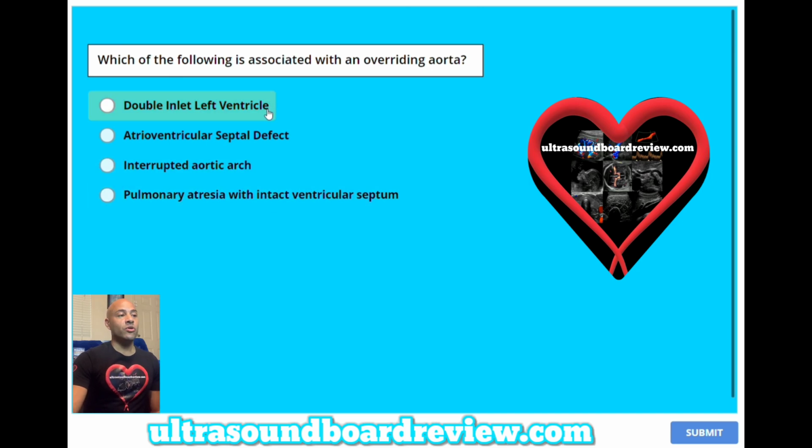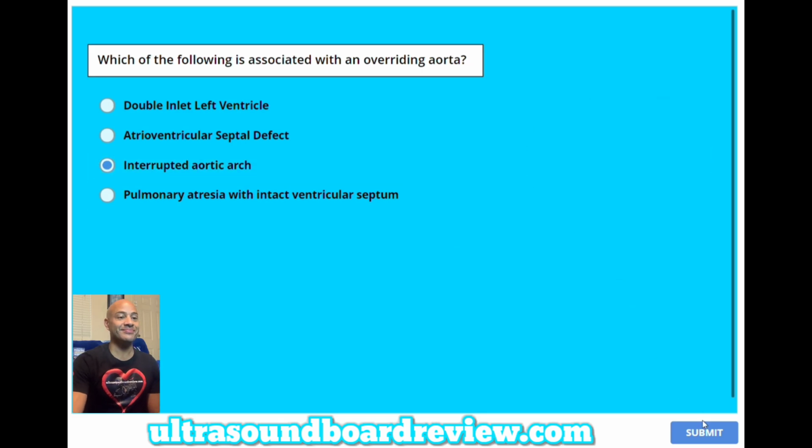First off, notice how I left out tetralogy of Fallot conveniently for this question? Well, they're going to expect you to know that for an overriding aorta. Make sure you know every disease that is associated with the overriding aorta. This includes, of course, tetralogy of Fallot, the answer to this question, interrupted aortic arch, and also double outlet right ventricle.